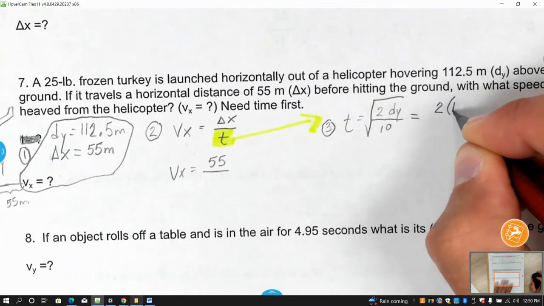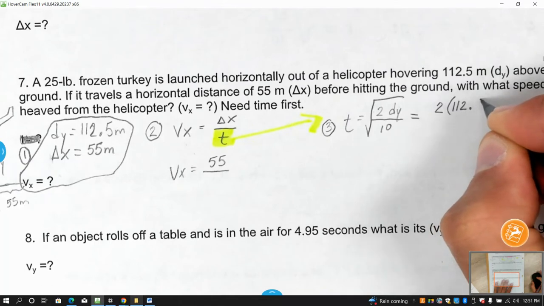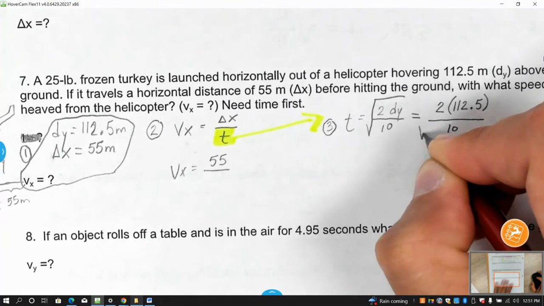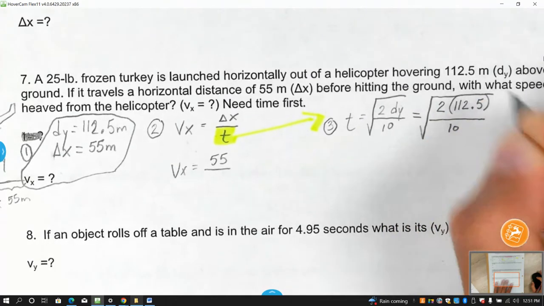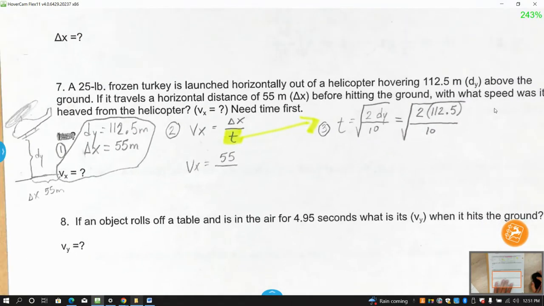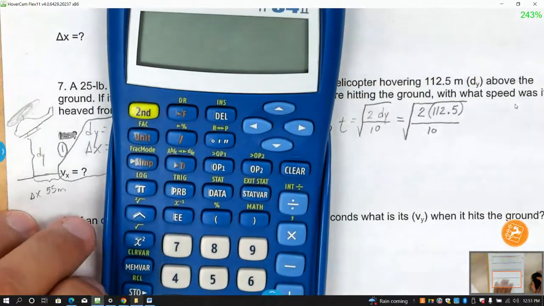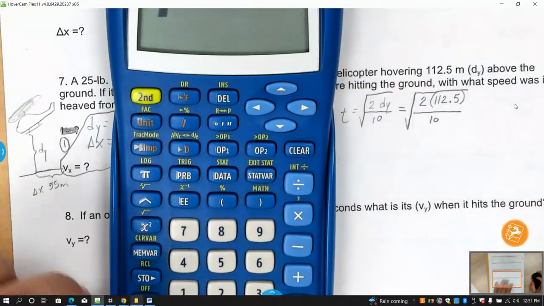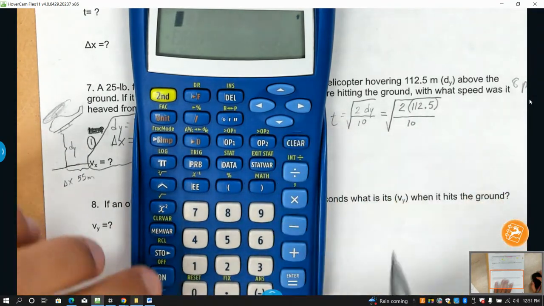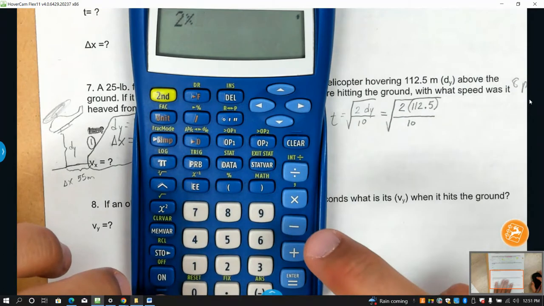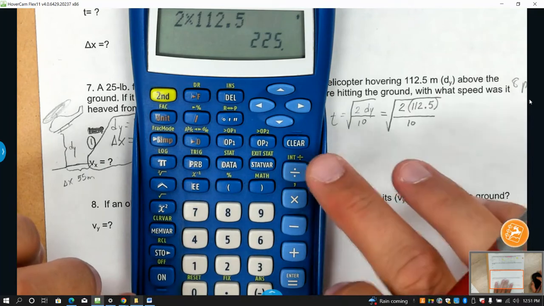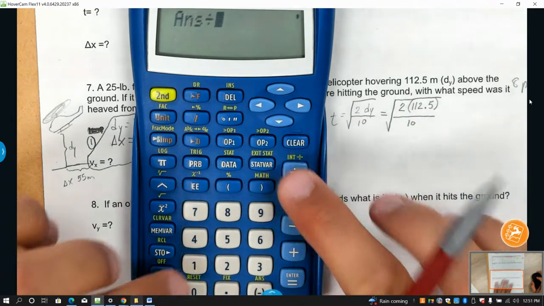So 2 times 112.5 divided by 10, and you're going to need to square root that. So how to put this into your calculator? So guys, make sure you're following along. You want to do everything that's underneath the radical sign or the square root sign first. So 2 times 112.5 equals, great. Then divide by 10.